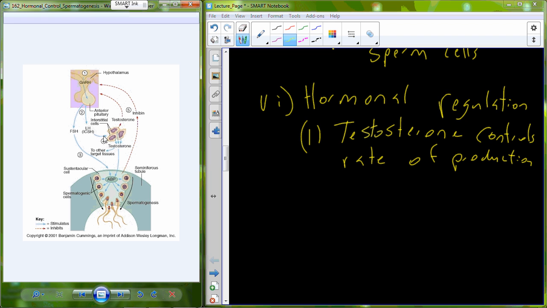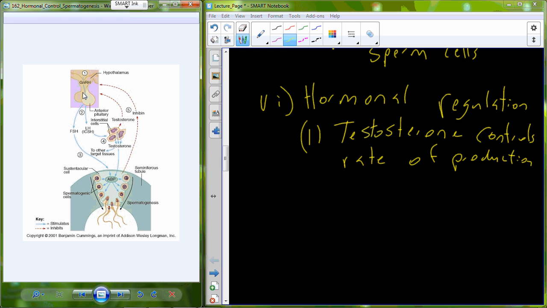Notice that LH comes down, interacts through the LH receptor with these interstitial cells, and testosterone is going to begin to be produced. So testosterone begins to enter into the bloodstream. You'll notice that we have some feedback. If we get high levels of testosterone, we actually want to turn off the production of the luteinizing hormone because we don't want to continue to produce hormone that we already have in abundance.